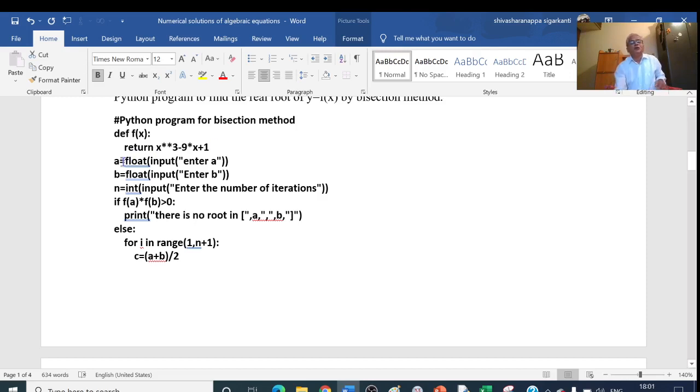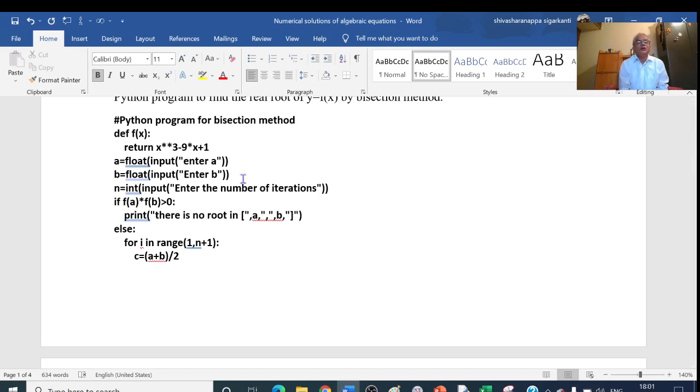So first we have to input a: enter a, a equal to float input. These two are floats here. b equal to float input, enter the value b. And then we need the number of iterations. How many iterations? 4 iterations, 5 iterations. Therefore, we have to enter the value n also.